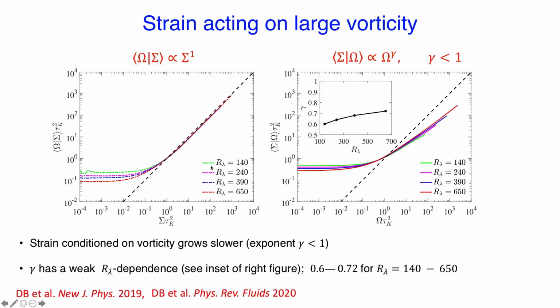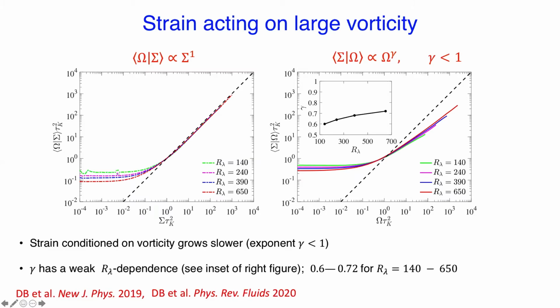Then we set out to look at how strain and vorticity interact with each other. On the left, what I'm showing is the vorticity conditioned on strain, and this is for a very large dynamic range. But let's just focus on the large values. What happens at large values is that this essentially goes as a very simple power law, which is to say that if strain is large, then the corresponding vorticity is also equally large.